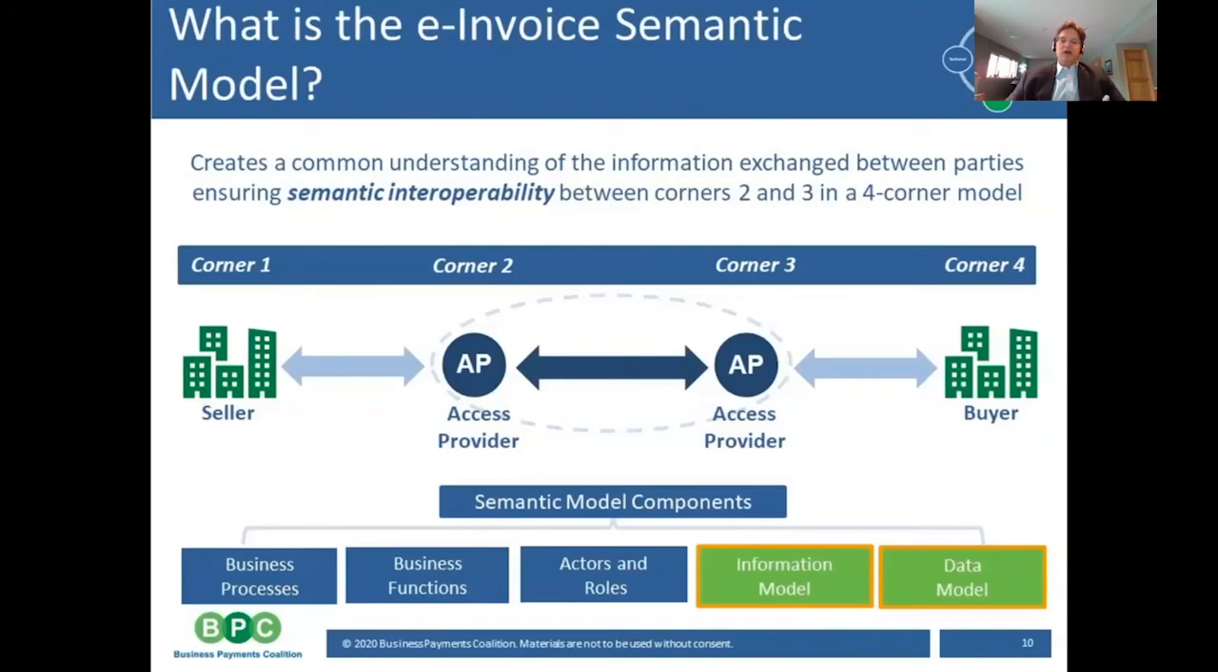So the information model is the items that you're trying to transmit, be it an invoice number, be it a customer address, to the buyer, for example, when they're processing their invoices internally for automation. And the data model is the expression of the information model into that syntax so that it can be read by another machine. So that is what the e-Invoice semantic model is.